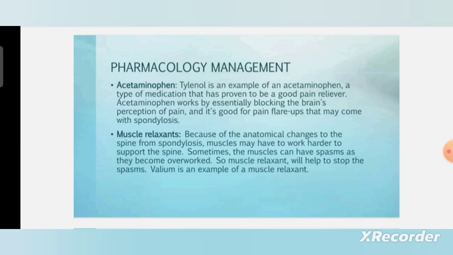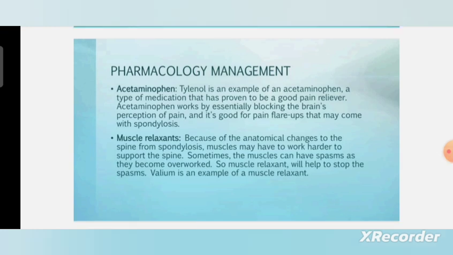Next is muscle relaxant. Because of the anatomical changes of the spine from spondylosis, muscles may have to work harder to support the spine. Sometimes the muscles can have spasm as they become overworked. So muscle relaxants help to stop the spasm, and the most common muscle relaxant used is Valium.